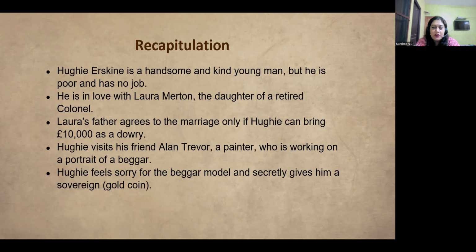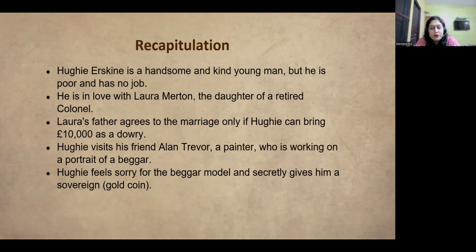Laura's father agrees to the marriage only if Hughie can bring 10,000 pounds as a dowry. You cannot think of Laura's father as a villain. As a father to a doting daughter, he would want the best for his daughter's life. So maybe he wanted to see if the man is capable of earning something. How do you entrust your daughter to a man who is not even able to earn something to maintain the same level of living? Maybe that might be the thought process of Laura's father. So this was the initial part of the story.